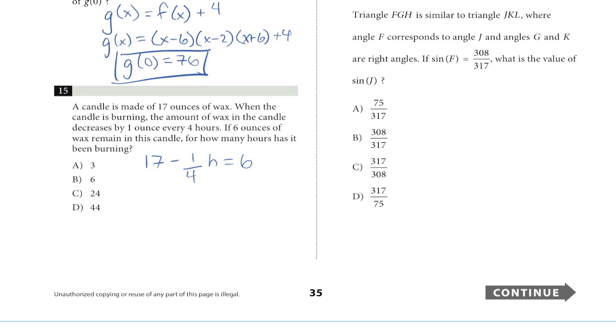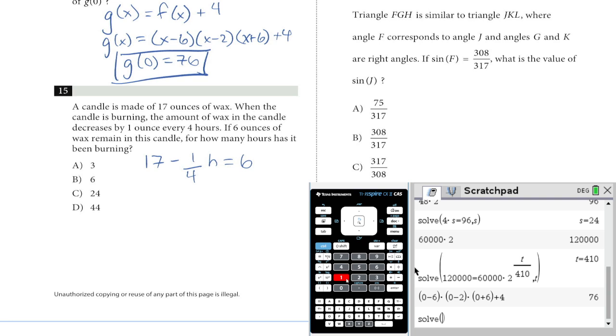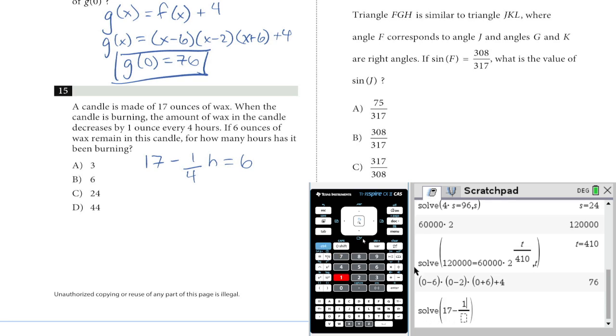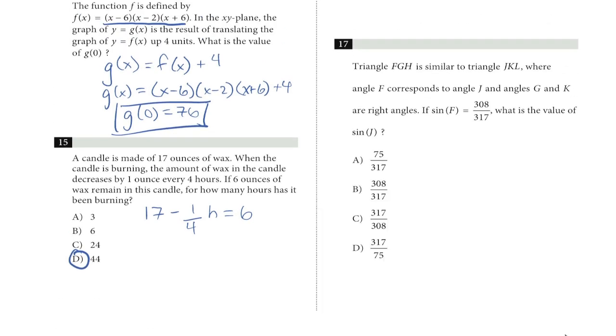So I just made an equation. So again, I'm going to pull up the calculator, menu 3, 1, and I'm just going to type it in. 17 minus control divide 1 over 4 h equals 6, comma h, because that's the letter I decided to use. And we get h equals 44. All right.